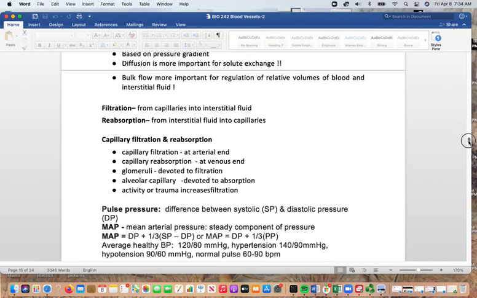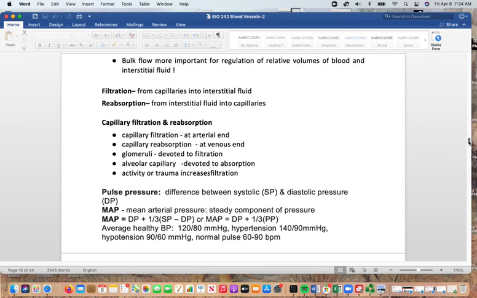So filtration, this is going to be how you move things from the capillaries to the interstitial fluid. Reabsorption is going to go from the interstitial fluid back into the capillaries. So capillary filtration is going to happen at the arterial end. Capillary reabsorption happens at the venous end. Glomeruli are devoted to filtration. Alveolar capillaries are devoted to absorption. So things that can influence this would be activity or trauma. So in the next video, we will start to talk about pressures.